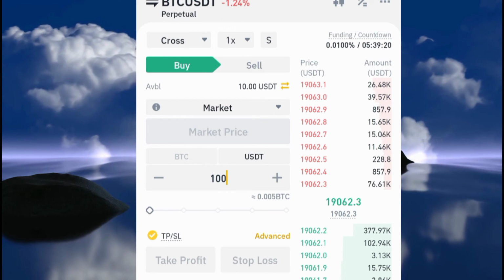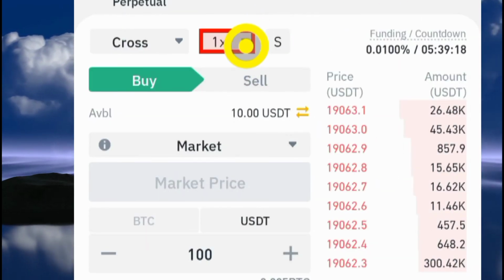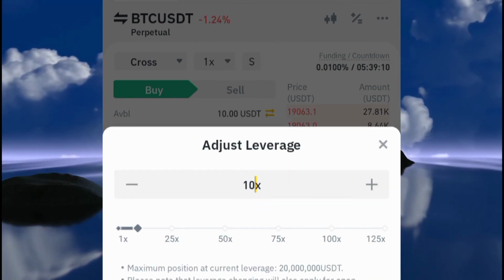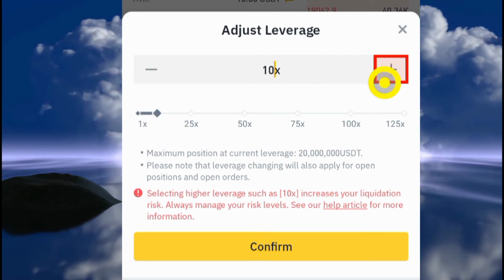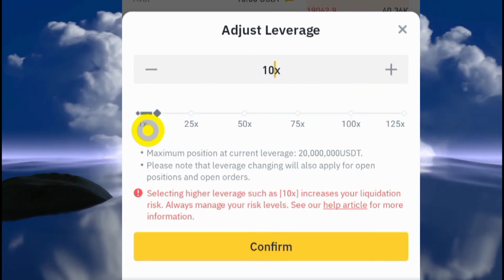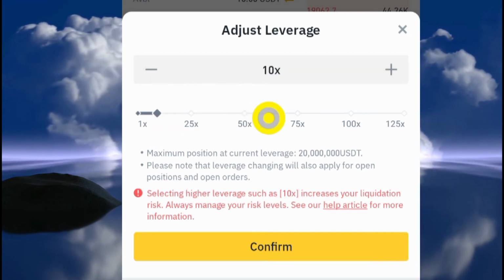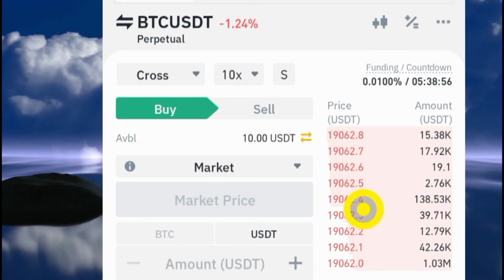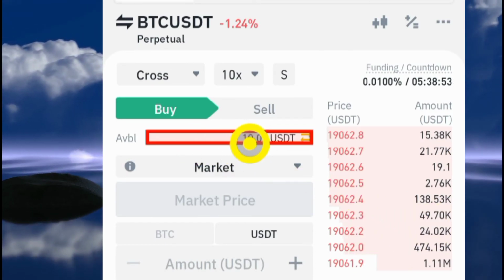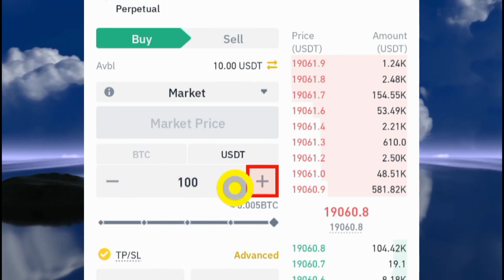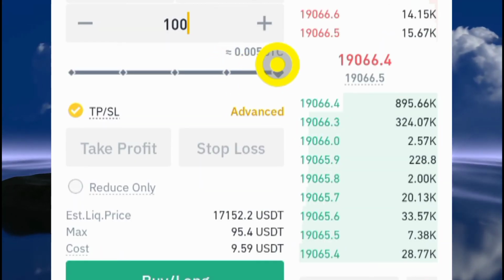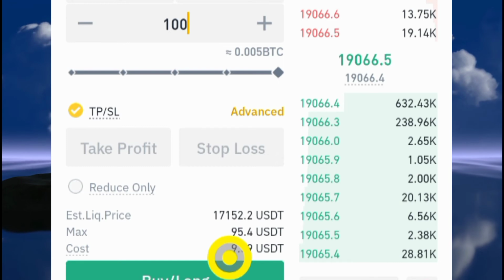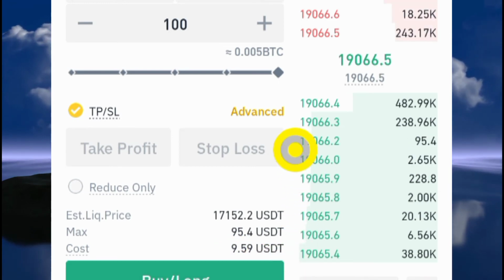If I decide to click on this button here now, the 1x, and come over here and delete that and decide to go with 10x and click on this confirm button. By the way, I could slide this here to select the 10x or even use any of these leverages here, but let's start with 10x and click on the confirm button. So what this simply means now is that I've boosted my available balance. If I put 100 USDT here that I want to buy 0.05 BTC, notice here again that it says my cost is now 9.59 USDT, which means I can make this transaction.